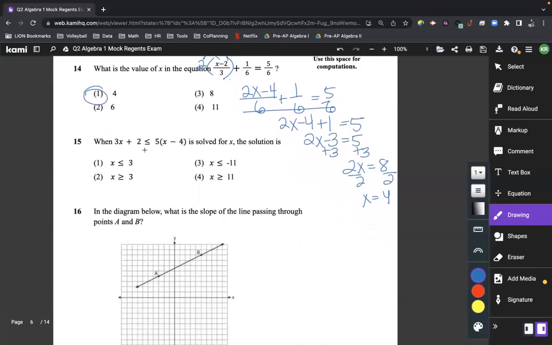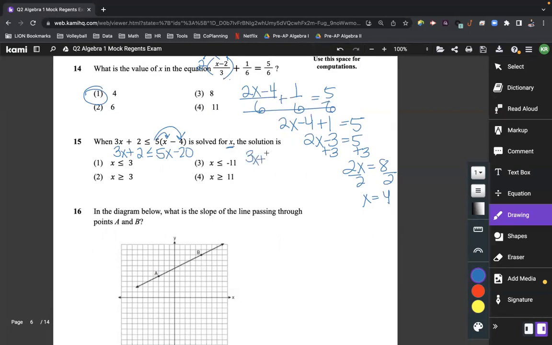15. 3x plus 2 is less than or equal to 5x minus 4. So you're going to go ahead and distribute this 5 to everything. Okay? So I'm going to get 3x plus 2 is less than or equal to 5x minus 20. Now, I need to solve for x. And remember, if I divide by a negative, my sign flips, and my sign always has to be on the left side.